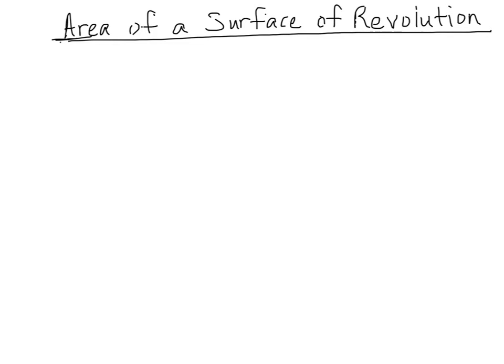In section 8.2, which is area of a surface of revolution, we want to define the area of a surface of revolution in such a way that it actually corresponds or matches our intuition.